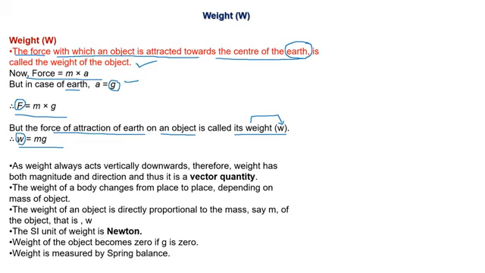Now let's know more about weight. Weight always acts vertically downwards. When a body, even a person, is standing on the earth, its weight is nothing but the force with which the earth is attracting that body, right? And it is always directed downward, towards the center of the earth. So definitely it is a vector quantity. Weight has both magnitude as well as direction, and thus it is a vector quantity, right?